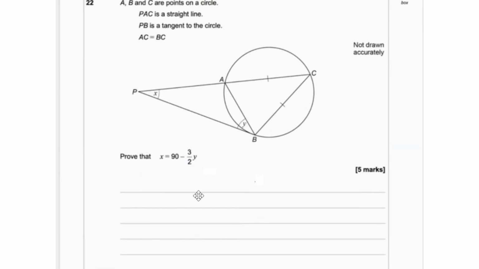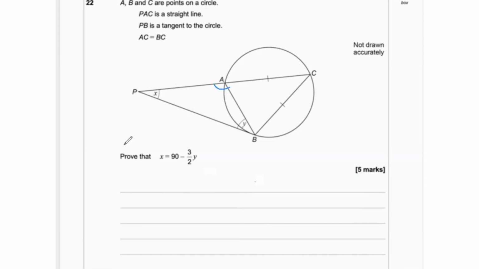Then the next question says that A, B, and C are points on a circle. PAC is a straight line. PB is a tangent to the circle. AC equals BC. We have to prove that x equals 90 minus 3 over 2 y. So first thing, we have x and y for the triangle APB.